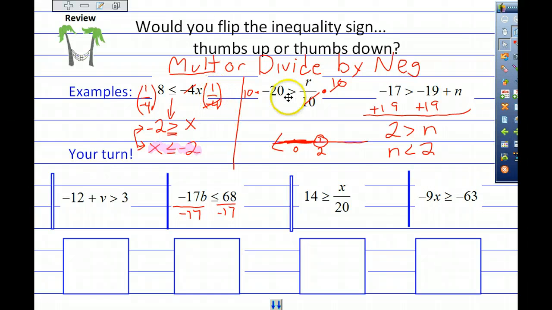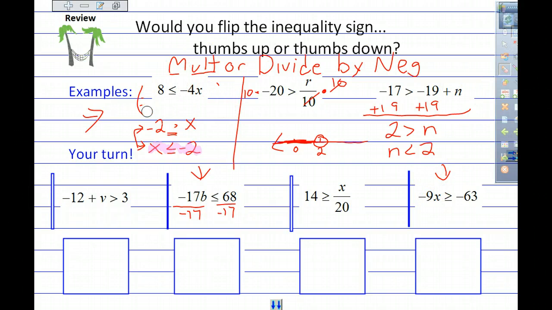Now let's look at so far. We had to switch the sign on this one, and on this one. What is similar about all of these? Just looking at the question. Notice how the negative is right here. Negative right next to the variable.